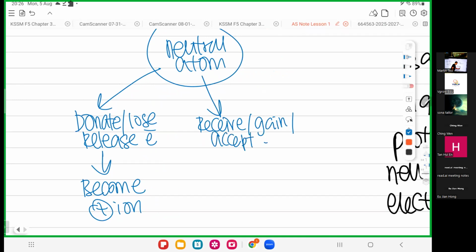When the neutral atom goes to receive, or you can say gain, or accept electrons, what happens? You will automatically become negatively charged. You become a negative ion. Example: I am neutral in the first place. I receive 3 electrons from other people. I will become an ion, and the charge is 3 minus. So make sure everyone knows this.